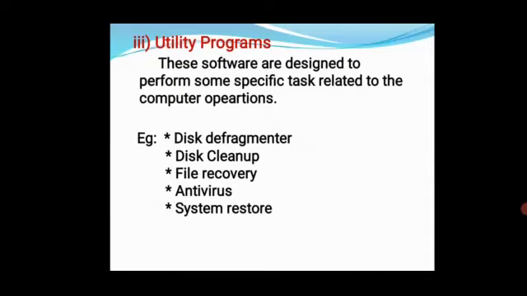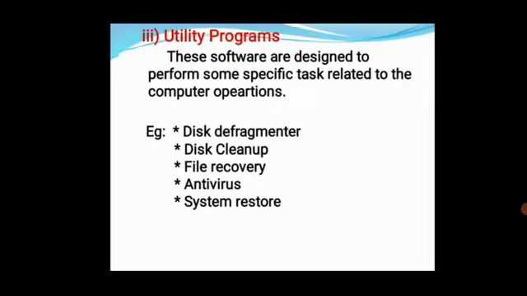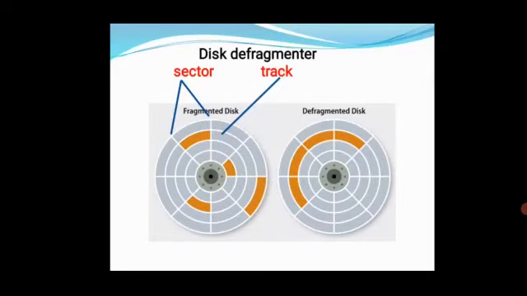First one is disk defragmenter, second one is disk cleanup, third one is file recovery, fourth one is antivirus, and fifth one is system restore. Okay, I will explain everything with the help of the diagram. The first one is disk defragmenter. What is the work?